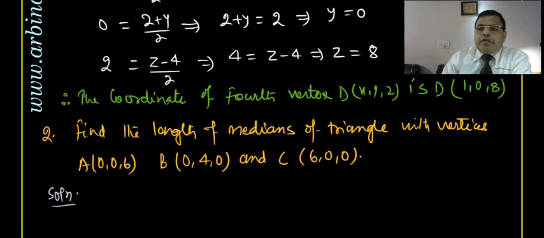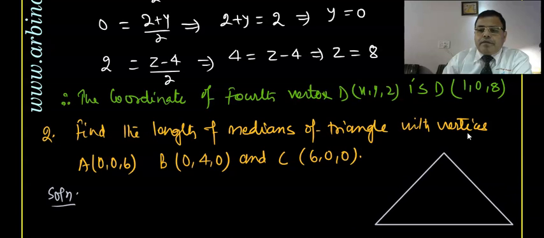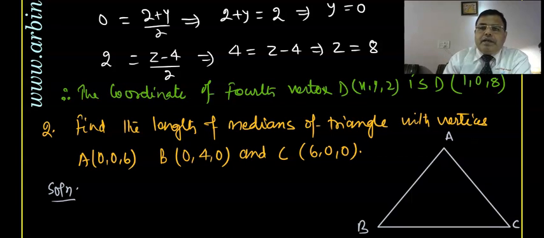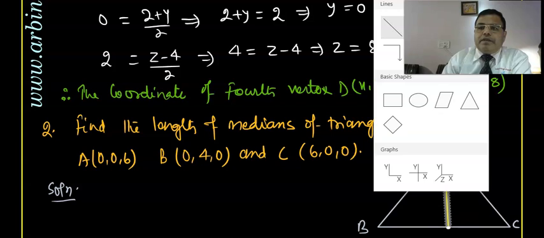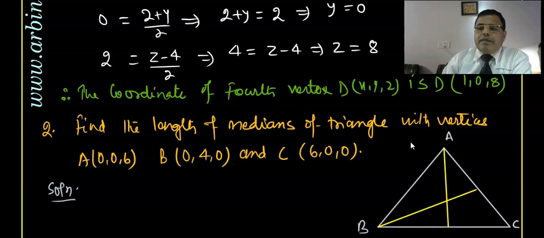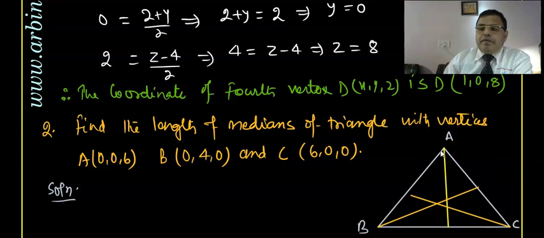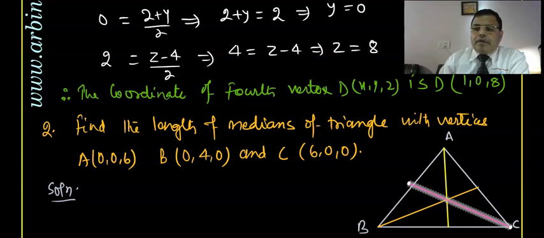Solution. Right. So there is a triangle, say like this. This is a triangle A, B, and C. Medians are given by AD, the second median is like BE, and the third median is like CF. So medians are AD, BE and CF, and this is D.